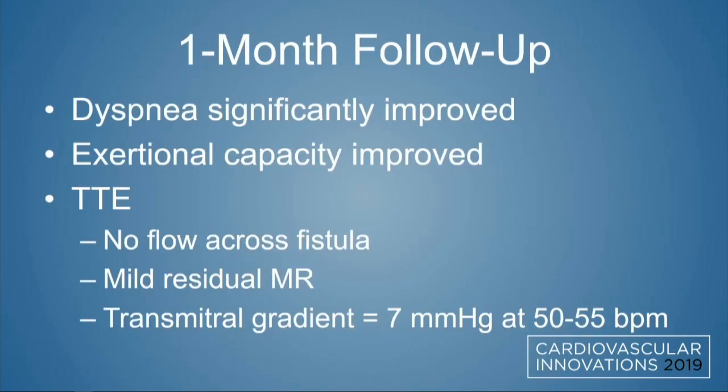I saw her at 1-month follow-up. She was doing great. She felt a lot better. Her shortness of breath really improved. On echo, there was no residual flow across the fistula. She only had mild residual MR. Her transmitral gradient crept up to about 7, which isn't entirely unexpected. It's suboptimal, but probably acceptable for her.